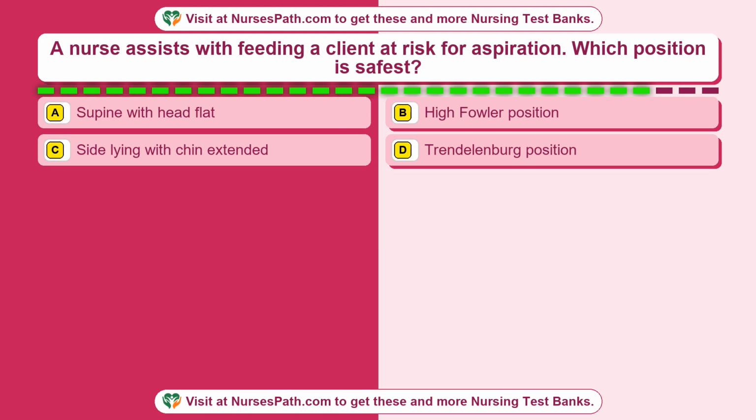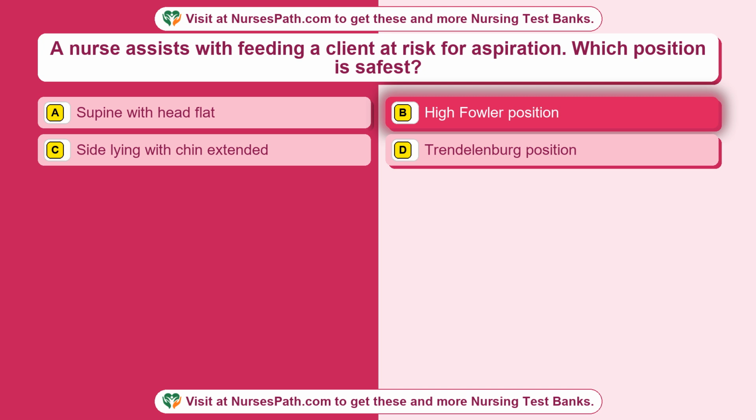Question 8. A nurse assists with feeding a client at risk for aspiration. Which position is safest? Option A. Supine with head flat. Option B. High Fowler position. Option C. Side lying with chin extended. Option D. Trendelenburg position. The correct answer is option B.